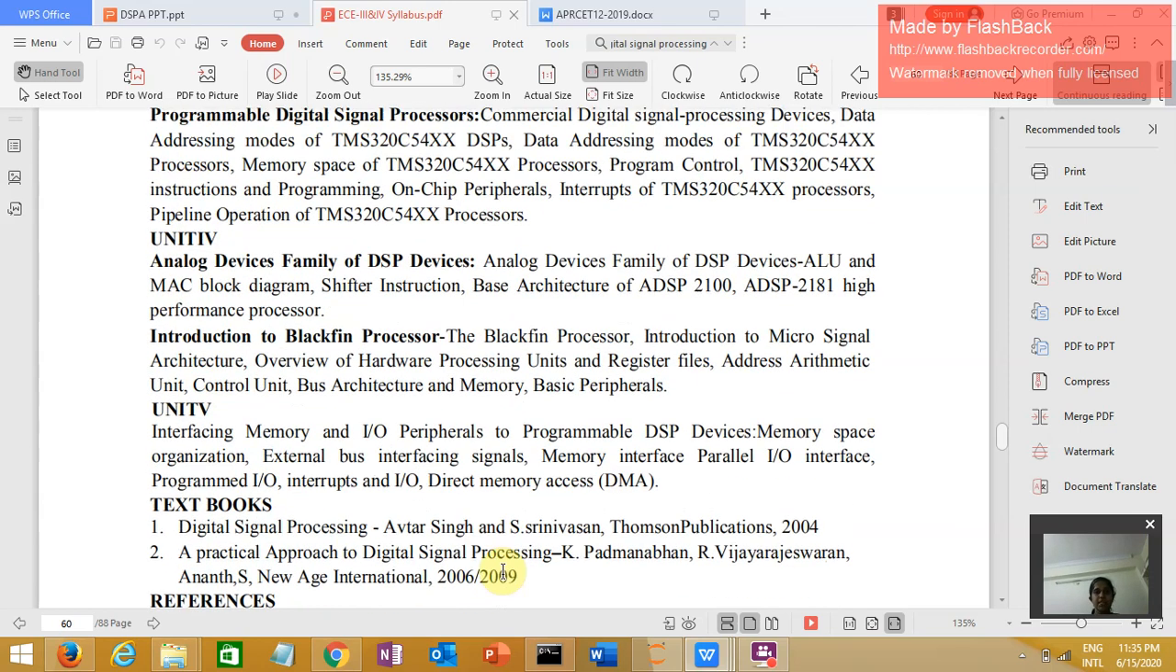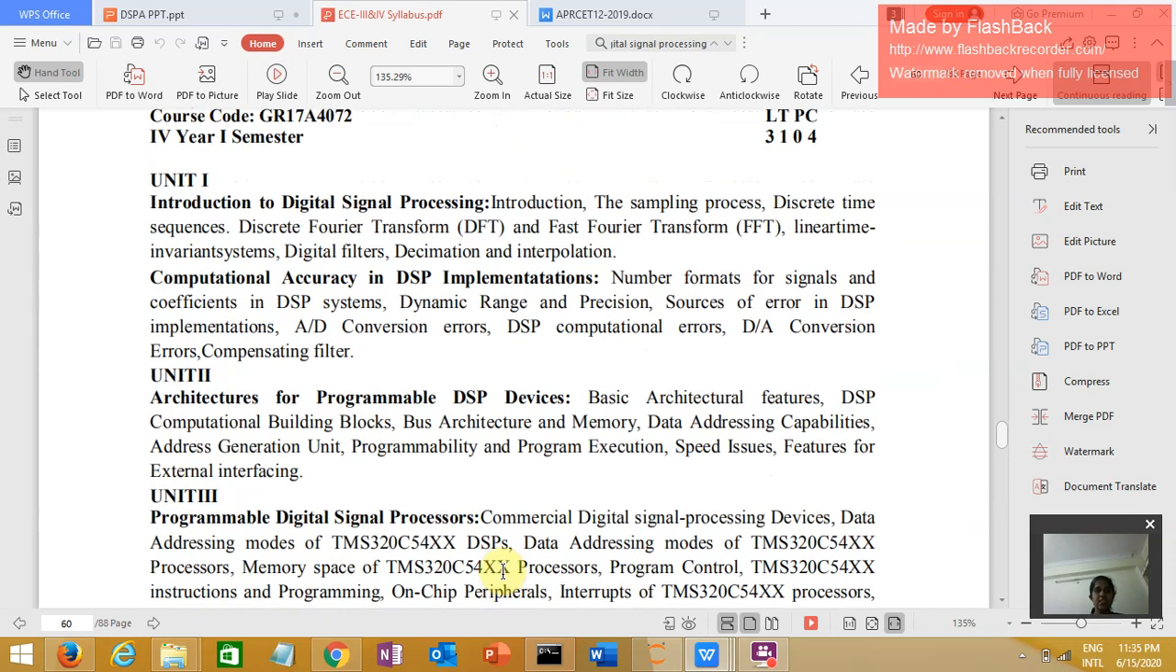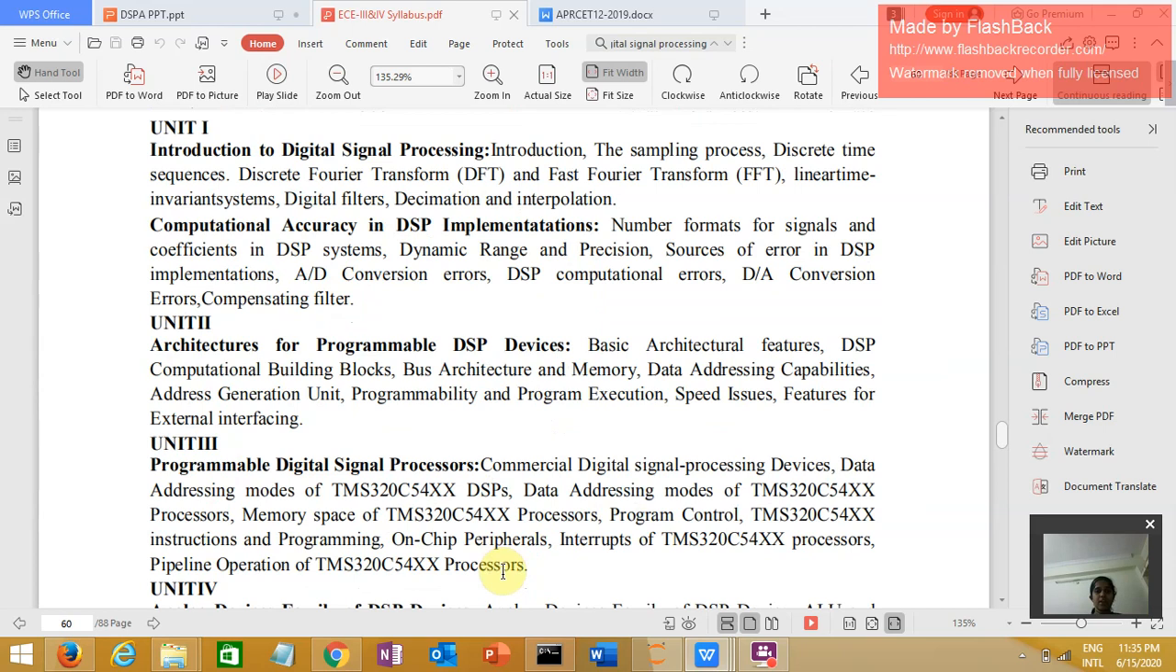This is the complete syllabus related to digital signal processing architecture. Let us discuss each and every topic one by one in the coming sessions.